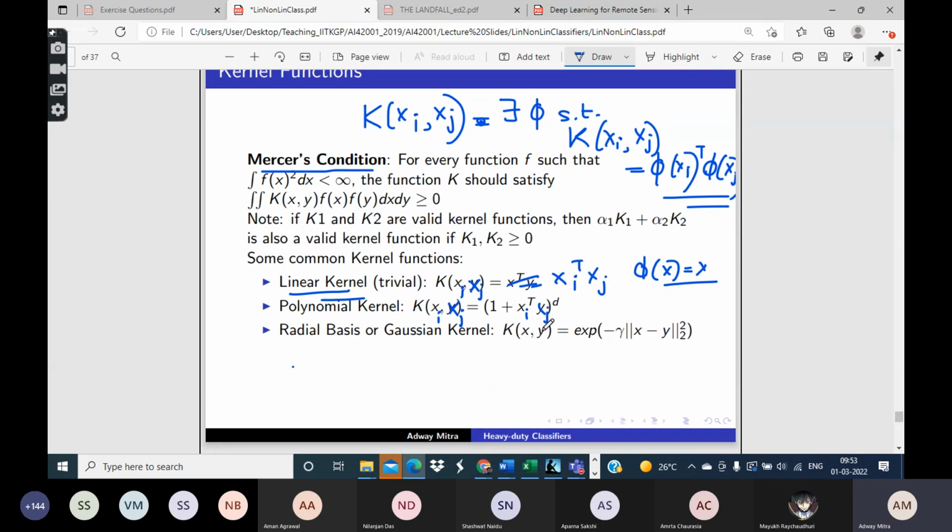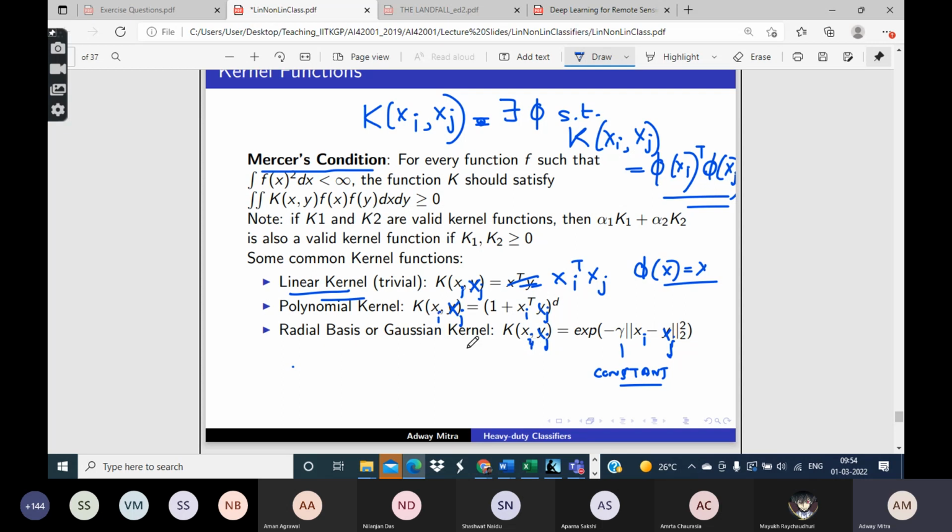Then the most famous is the radial basis function, or the Gaussian. This is also sometimes called the Gaussian kernel. It is defined in this way: you take the difference between the two vectors and their squared L2 norm, multiply it with some constant gamma, and take the negative exponential of that. This is the RBF kernel.